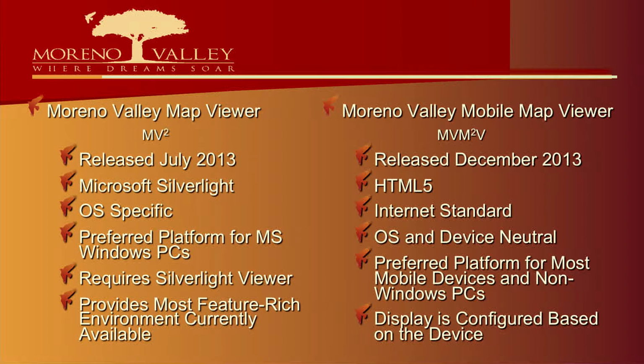The Moreno Valley Mobile Map Viewer, there's another squared in there somewhere, our MVM squared V, was released in December of 2013 and is specifically designed for use on a mobile device. This HTML5 based site scales to fit your tablet or smartphone display and provides access to the Moreno Valley GIS on the go. Check out both sites. Discover which one works best for you.